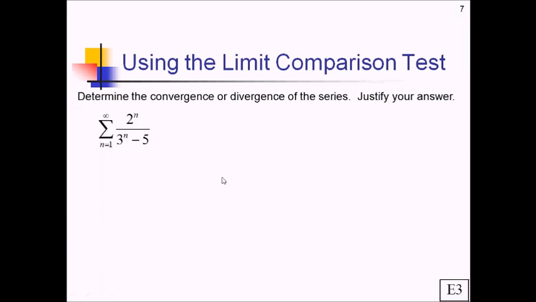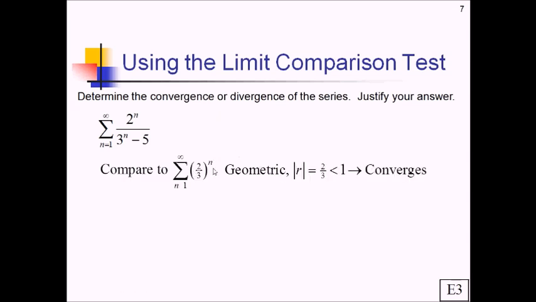Here's one more for you to try out. Pause the video and give it a shot. All right, so on this one, we can compare this to 2/3 to the n. Nothing else is really going to work except a comparison test here. 2/3 to the n, that's a geometric series. That has a common ratio of 2/3, and the absolute value of that is less than 1. So this converges. Now, are we going with limit or direct comparison for this one?